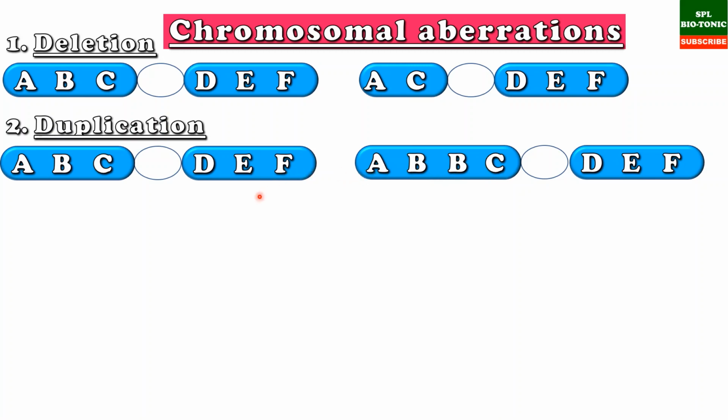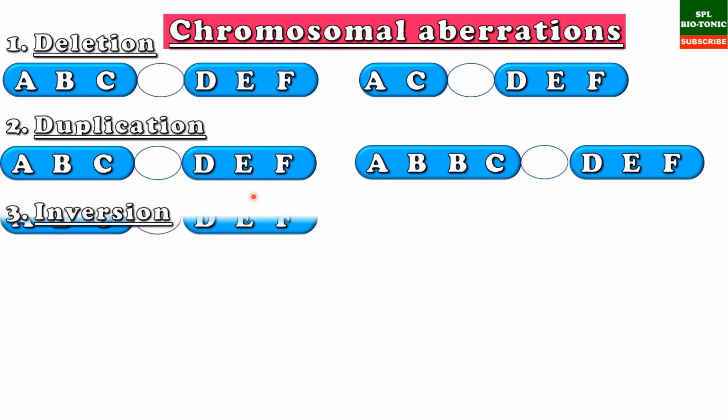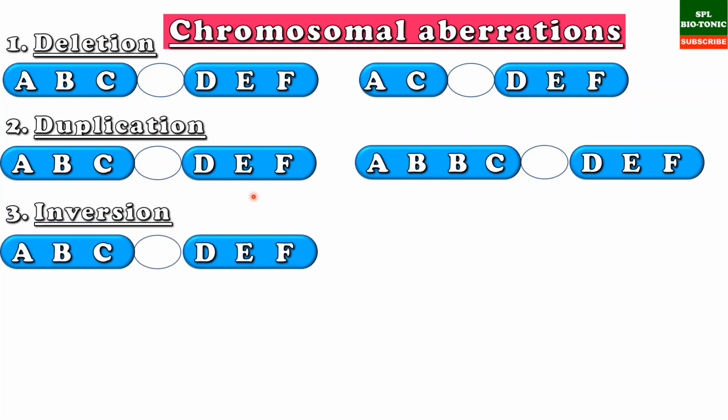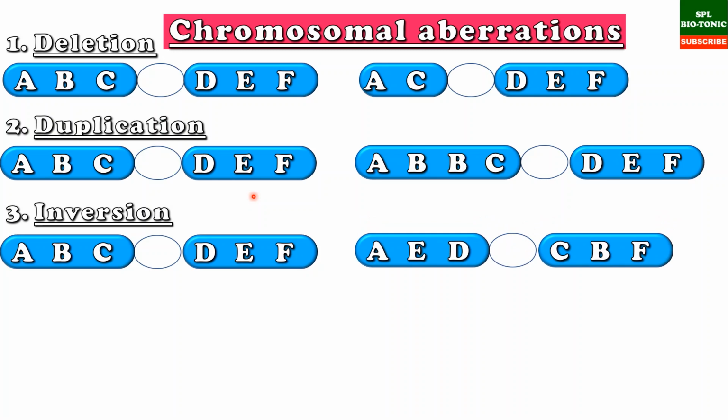Now in the case of inversion, the chromosome is broken and gets arranged in the same position but in an inverted position. If you see the sequence ABCDEF, the BC segment and D are broken down and rearranged here in inverted fashion. Therefore the sequence becomes AEDCBF. So this is called inversion. In inversion, the chromosome is broken and gets arranged in the same position in inverted fashion.